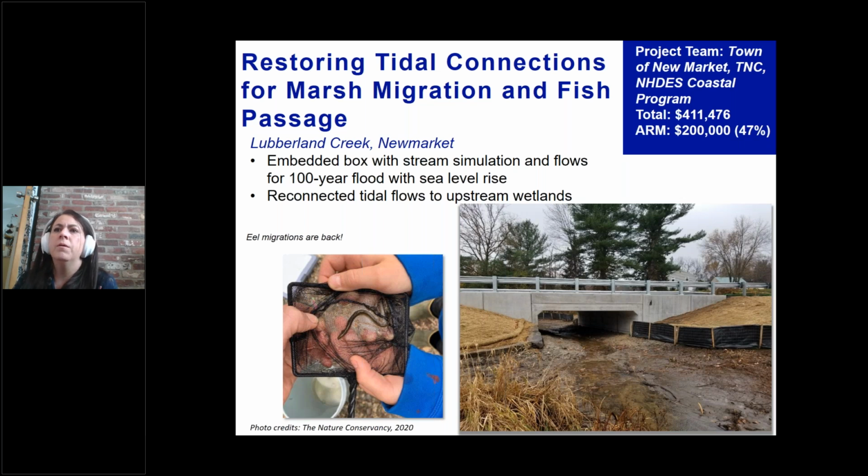So this project went in the ground in 2019. They installed an embedded box culvert, I think 16 or 18 feet wide, with stream simulation. This will accommodate flows for a 100-year flood with sea level rise projections. It has now reconnected the tidal flows to the upstream wetlands. And a very exciting part of this project is that the eel migrations are now back. Before, the eels were unable to make it through that perched culvert, and UNH and the Nature Conservancy are now doing fish monitoring, and they are seeing eels there just in the past 2 seasons after this new culvert was installed.